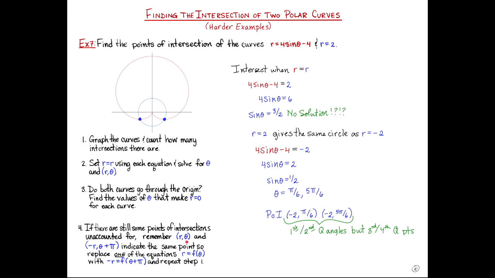we know that (r, θ) and (−r, θ + π) indicate the same point. So you can replace one of the equations with −r equal to f of (θ + π) and repeat step 1. Here, we replaced r equal to 2 with r equal to −2, and we're able to solve for our points. Let's do another example along similar lines.